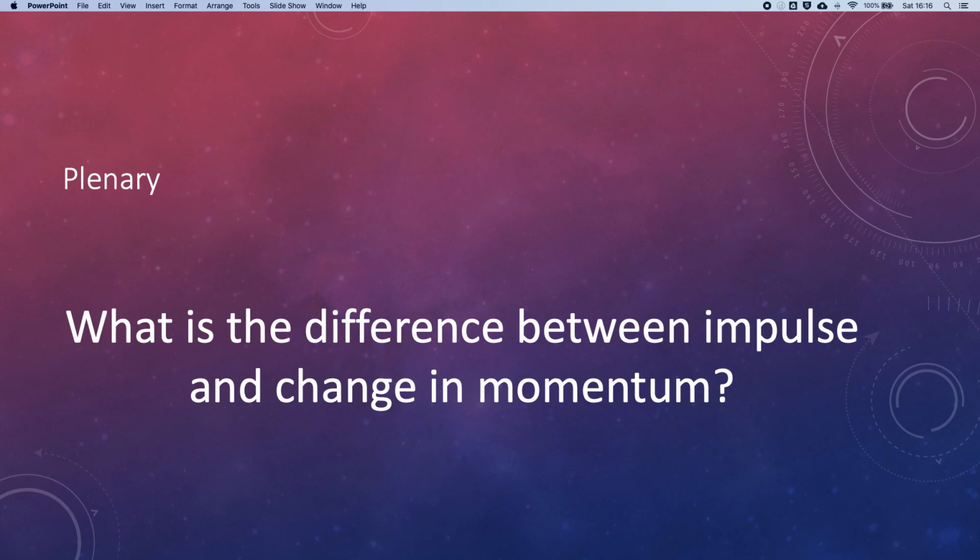So this lesson, what do we need to be able to do? Calculate momentum, calculate impulse. So the questions underneath are going to be about calculating momentum and calculating impulse.